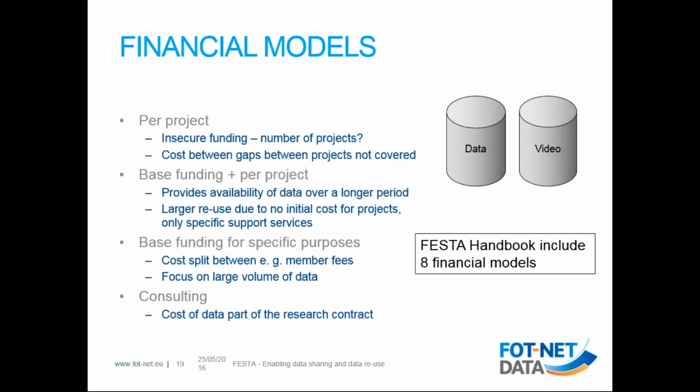And how do you actually finance this then? There are four different ways that you can finance it. One is per project. It is a very insecure funding because you don't know how many projects will reuse the data, and you will probably have gaps. You have one project here, one project later on, and who will fund the data in between? Therefore, it's more secure to go with a base funding and per project, so you have a base funding that takes care of keeping the data up and going, and then the projects can pay for any services that they need for that specific project.